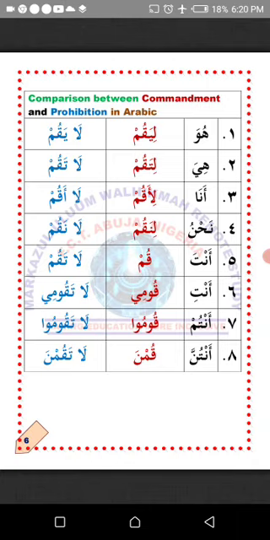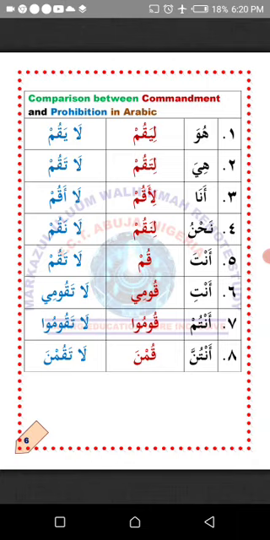Khamsa, number 5. Anta, you, representing a single male person. Kum, stand up. La takum, don't stand up. Sita, number 6. Anti, you, representing a single female person. Kumi, stand up. La takumi, don't stand up.